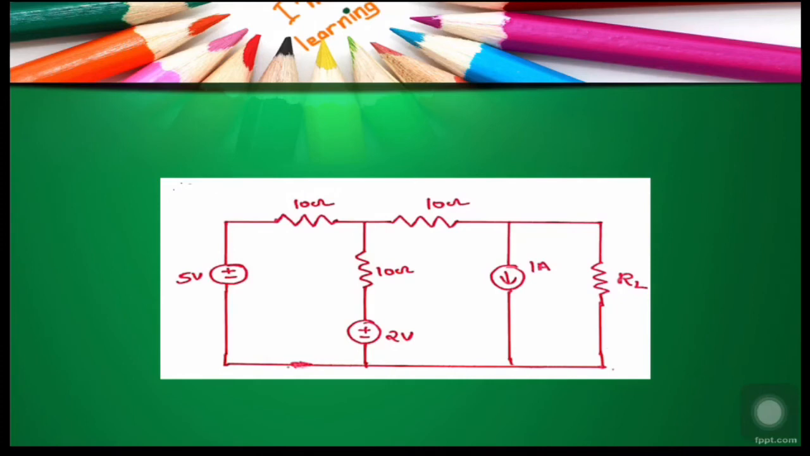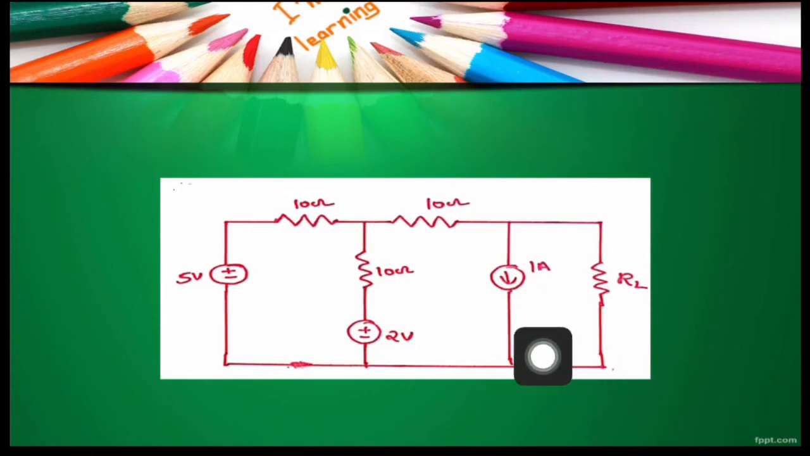So, first we have to calculate the Thevenin equivalent resistance of this source network and then equate that to the load resistor RL for obtaining maximum power transfer. And for calculating the Thevenin equivalent resistance, we are supposed to replace all independent voltage sources present in the network with short circuits and all independent current sources present in the network with open circuits.